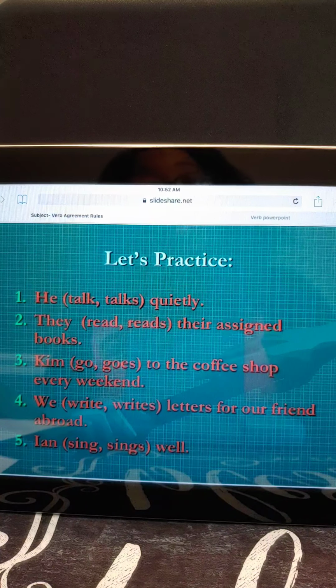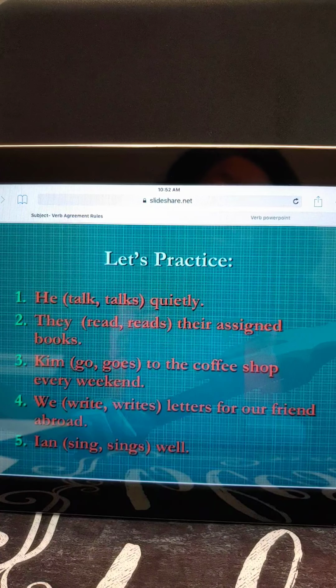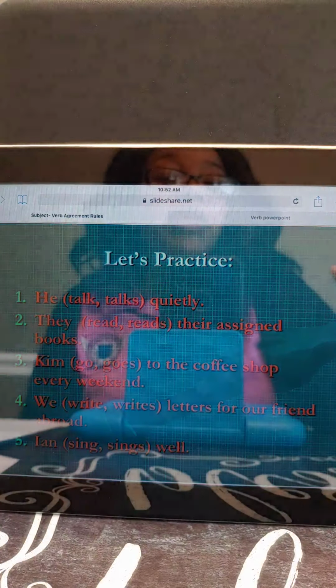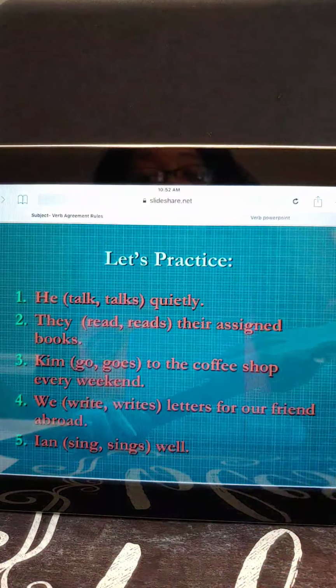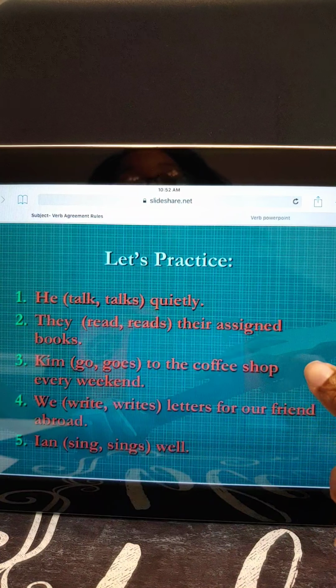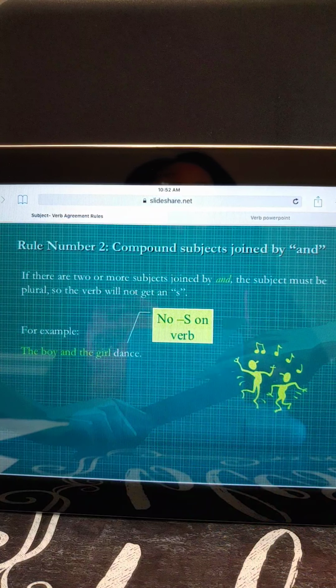Okay, number 5, Ian sings well. Ian is one person. We're talking about one person, Ian. So that means our verb will be plural. I'm sorry, y'all. Ian sings well. Okay. All right, rule number 2.